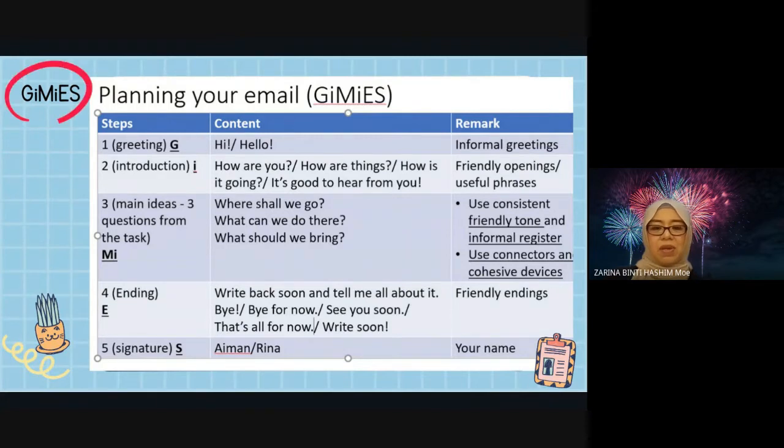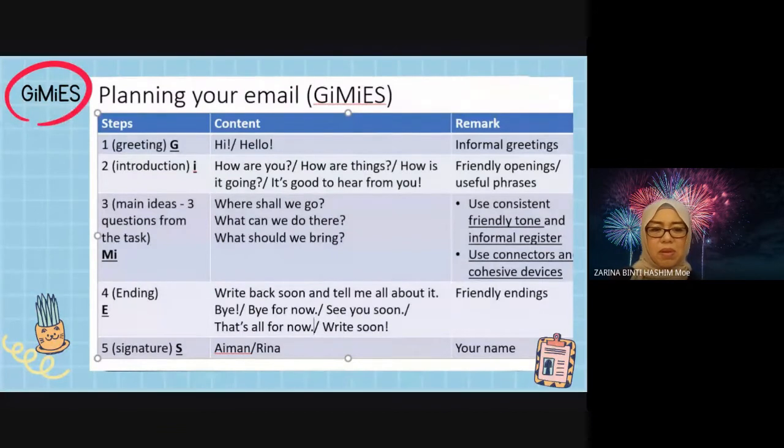Actually, cohesive devices are more sophisticated connectors. Like in other words, furthermore, moreover. I think you are familiar with those words, just that we do not know that they are called cohesive devices, right? Because if you don't have these, you will not get good marks. So you must make sure you use these in your email.